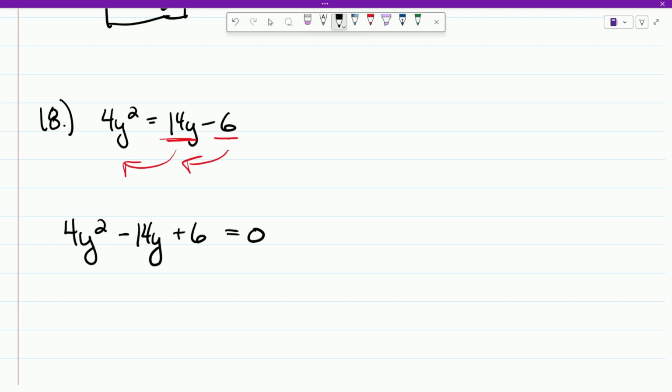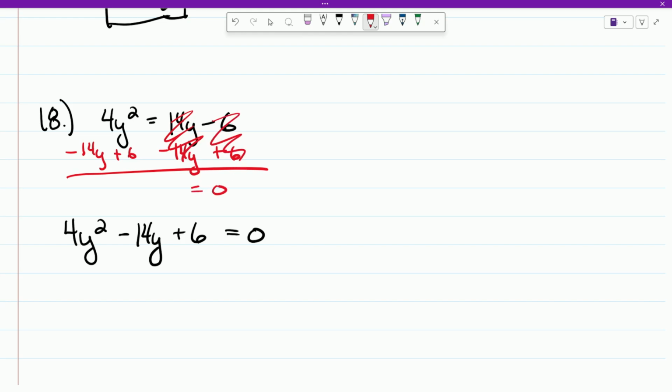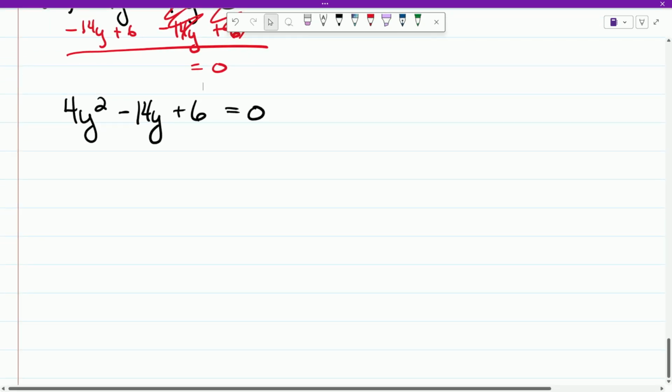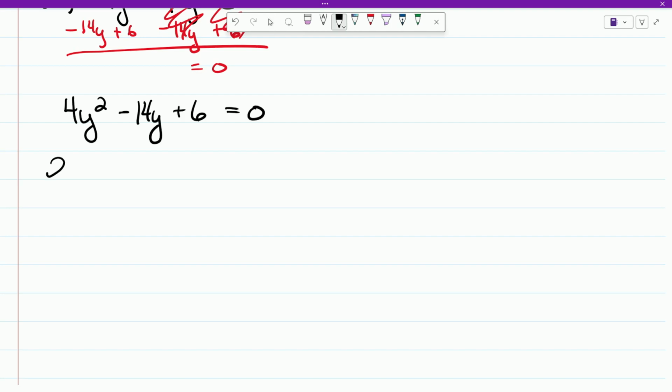All right? So all I did to do that is this. I'll write it in red. Minus 14y plus 6. Minus 14y plus 6. These cancel. That gives me the 0, and then everything else is directly underneath, okay? From here, you look for your GCF. That's where it all starts, that factoring flow chart. So in this case, there's totally a GCF. It's going to be 2. So that's going to give me 2y to the second minus 7y plus 3.